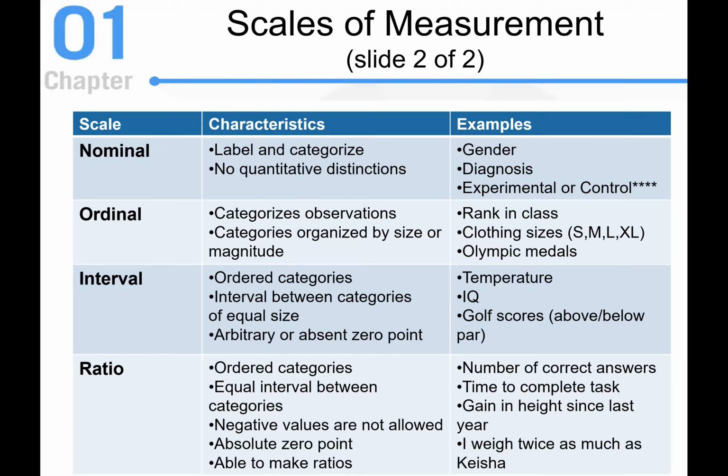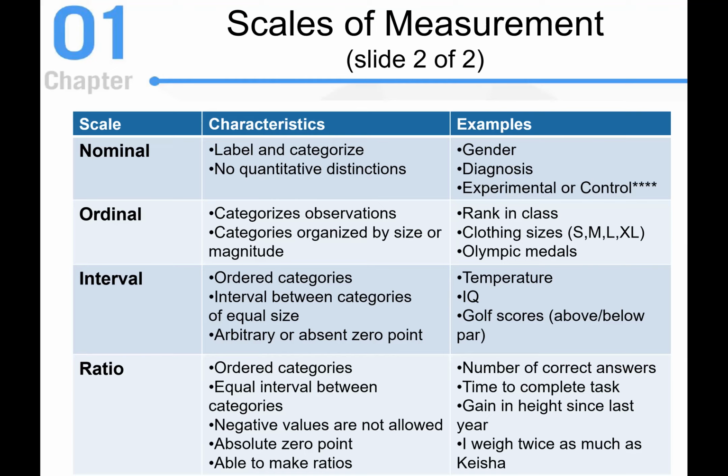Other kinds of ordinal examples are going to be socioeconomic status, SES. So we could set those in categories such as you're in lower class, you're in middle class, you're upper class. We know that the lower class has less money than the upper class. We just don't know by how much.